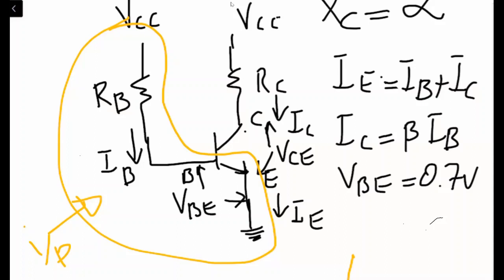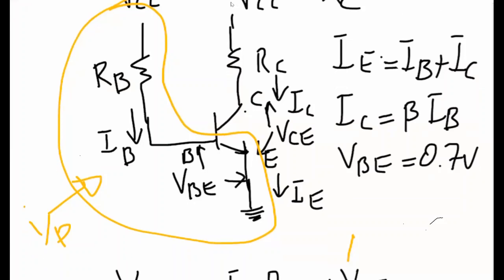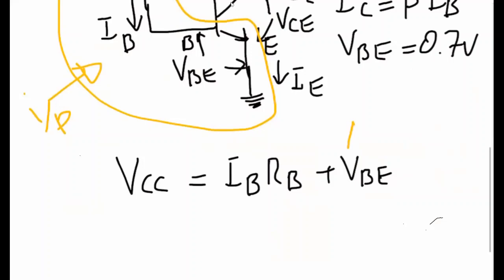If you are unable to see what I am talking about, this means you have not cleared the BEE subject very efficiently, right? Yes, sir. So the equation which we are getting over here is by applying the KVL.